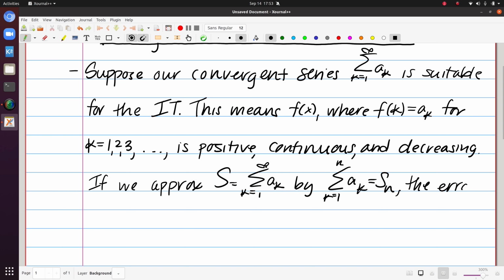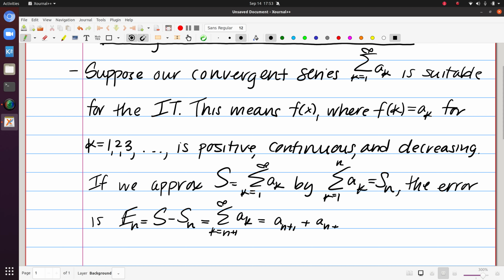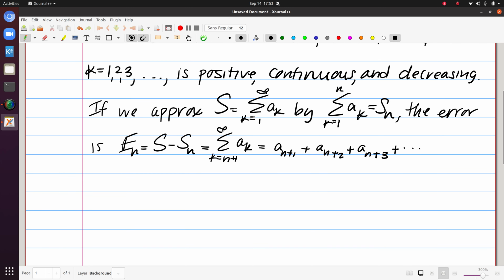the error is, as we've denoted before, E sub n equals S minus S sub n equals the sum from n plus 1 to infinity of a sub k. And if I were to write out the terms, we see that first term is a sub n plus 1, then a sub n plus 2, and then a sub n plus 3, and so on.